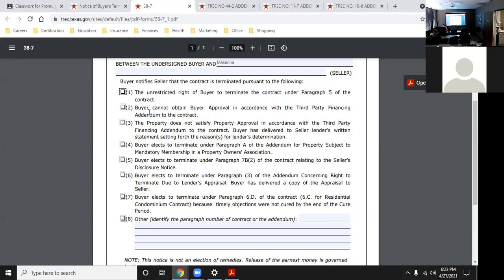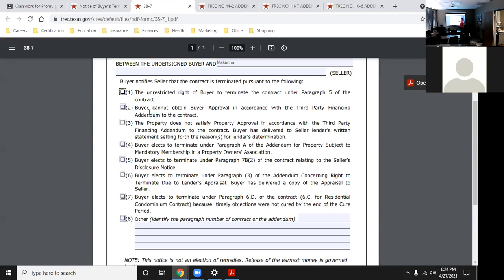The property does not satisfy property approval in accordance with a third party finance addendum. So this would be if you decide to go under contract at a house, you obtain approval, they say you're approved to get this much money, all that sort of stuff. Well, then they go out and inspect the property, and the lender, when they do their inspection, finds out there's WDI, which are wood destroying insects, termites all throughout the house. They'll basically say, I'm not going to give you the money for that house, and they can refuse giving you the loan because it's a bad investment because the house has wood destroying insects or something like that in it.